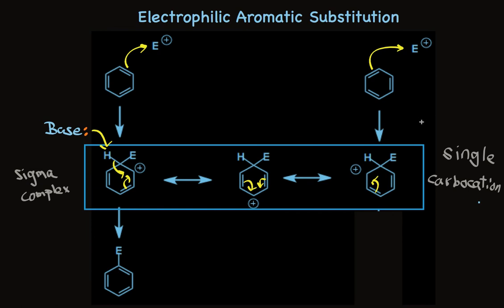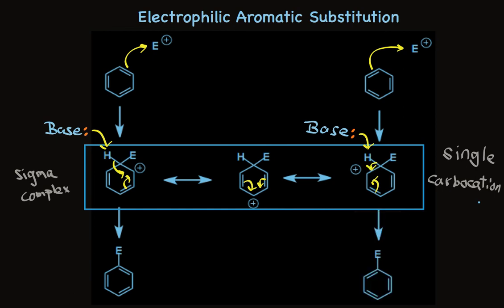And it's just as easy to picture this happening from the right-hand resonance structure. This proton is removed. This pair of electrons can regenerate the double bond. We make the substituted benzene. Either way, we get exactly the same structure. These are 2 different resonance structures of exactly the same substituted benzene.